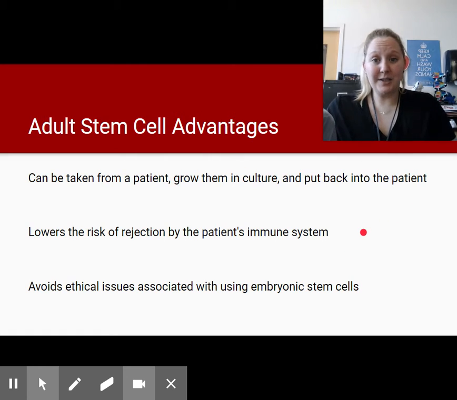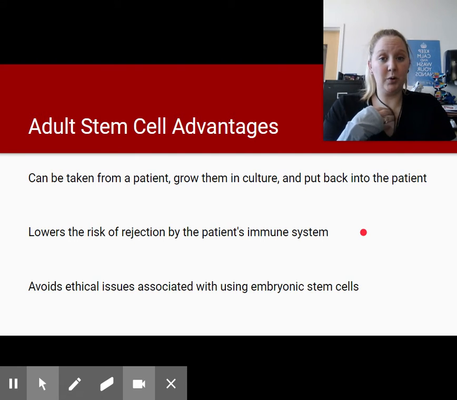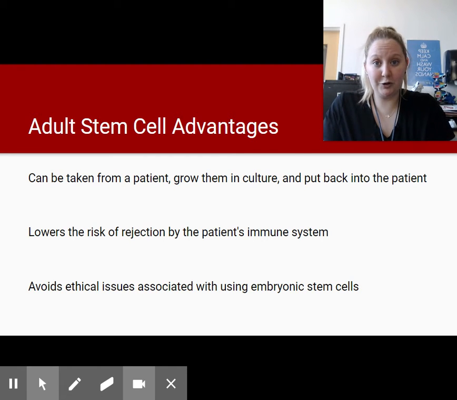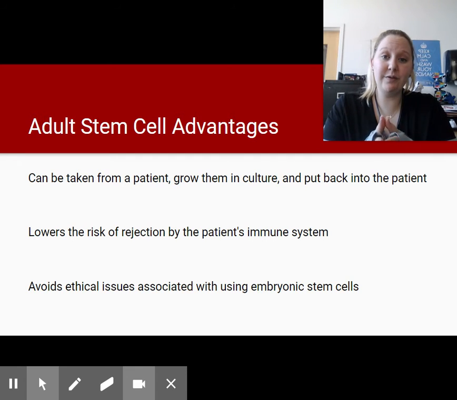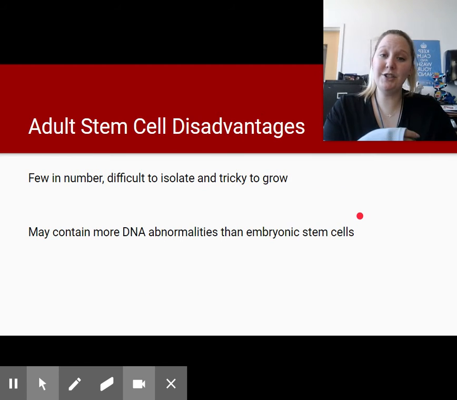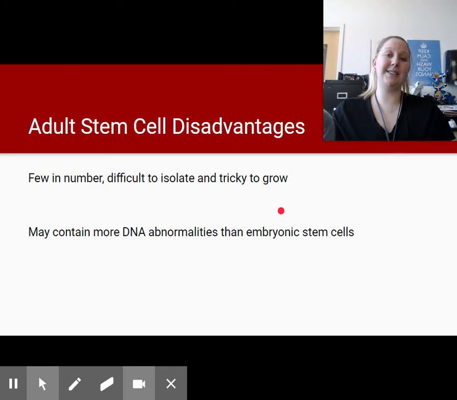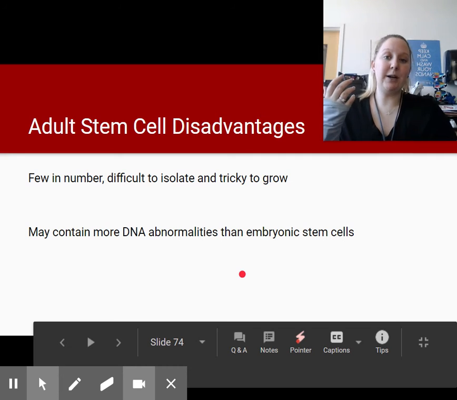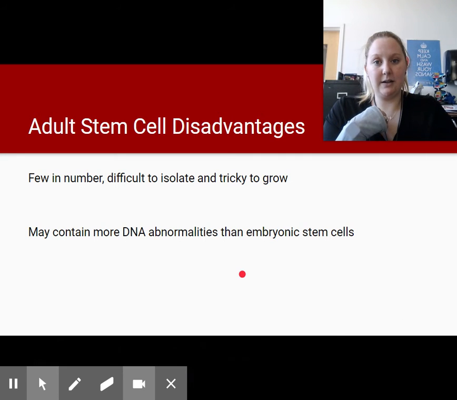The advantages to having those adult stem cells saved from birth or pulled out of an adult is that they are taken from the patient, grown in culture, and then put back into the patient. This lowers the risk of rejection from the immune system of the patient because it's their own cells, and it avoids a lot of the ethical issues that are surrounding the embryonic stem cells. Disadvantages are that the older you get, the fewer in number they actually are, and the harder they become to isolate and grow. The older they are as well, they may contain more DNA abnormalities than the embryonic stem cell.